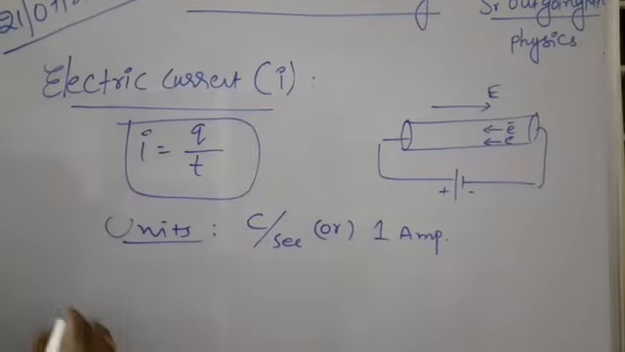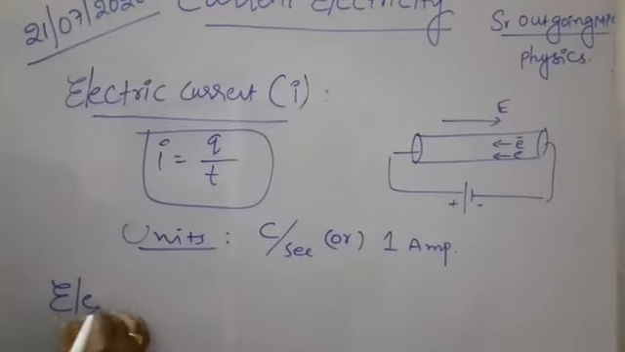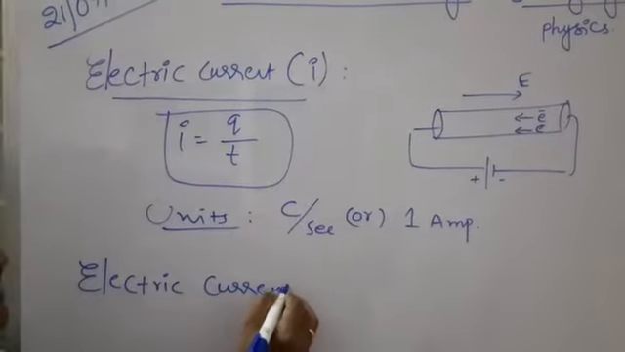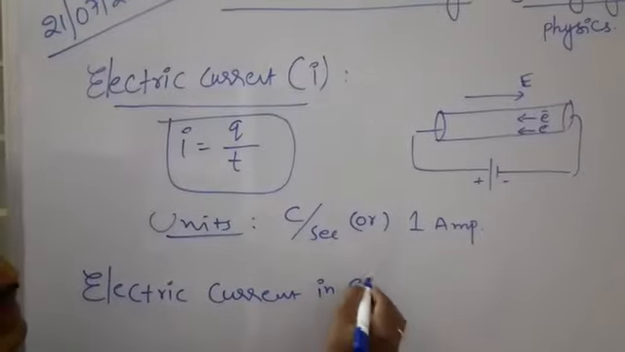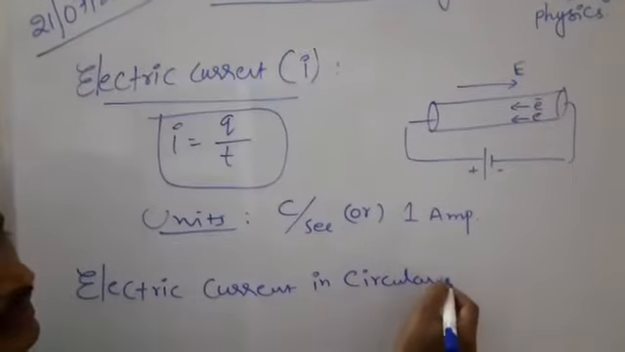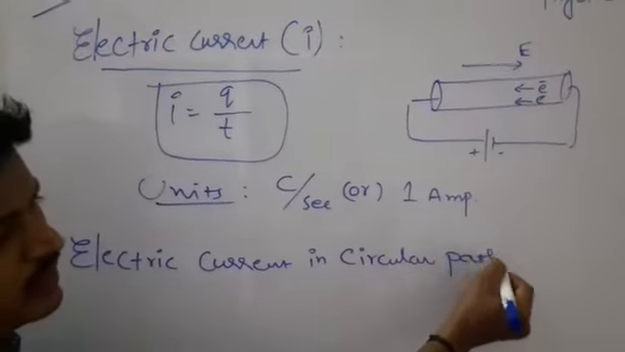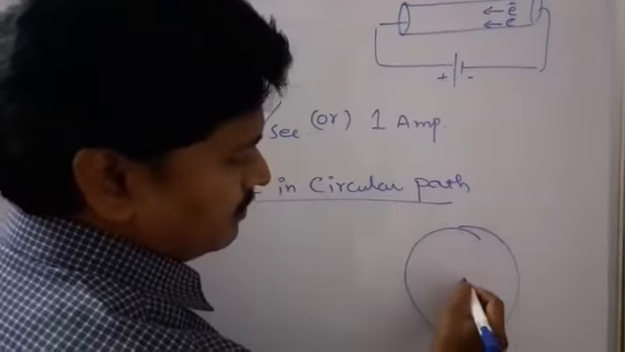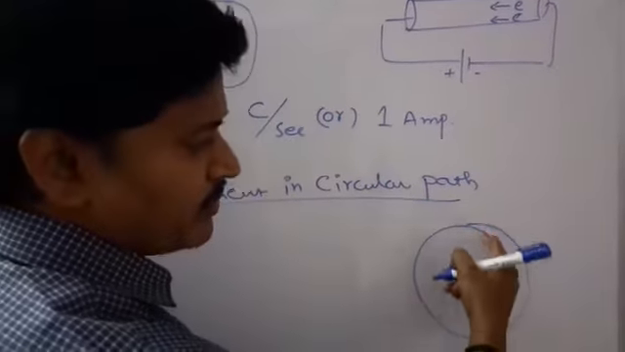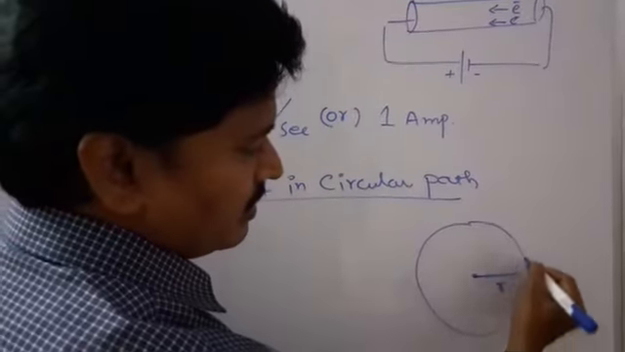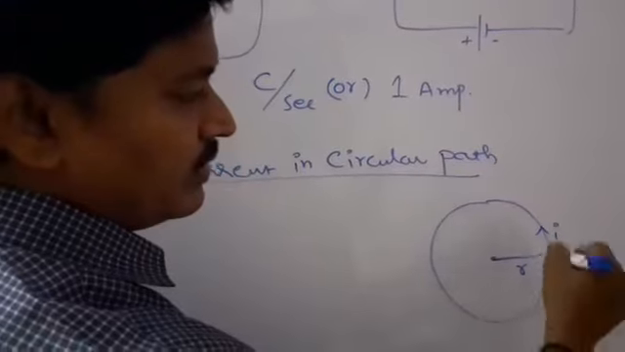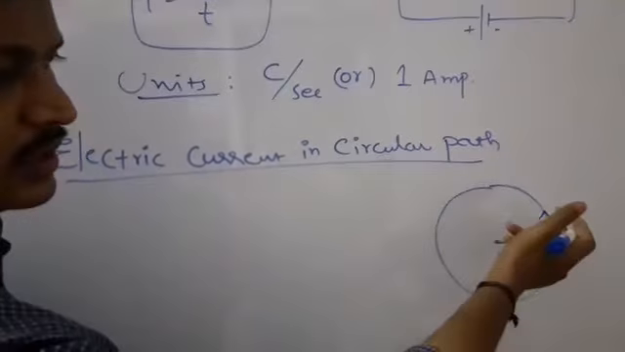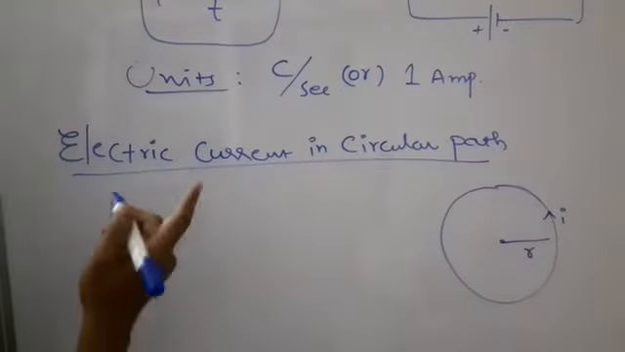Then, electric current in a circular path. Production of current in the circular path. For example, we can consider a wire bent in the form of a circle with radius R. Current is flowing through it. Electrons flow through this conductor, and then the current is produced.